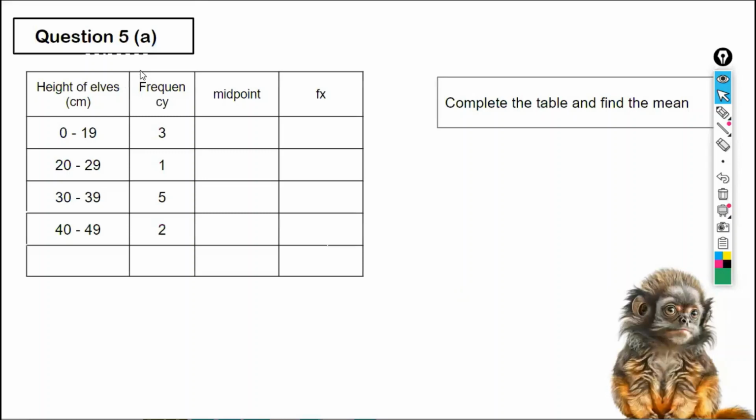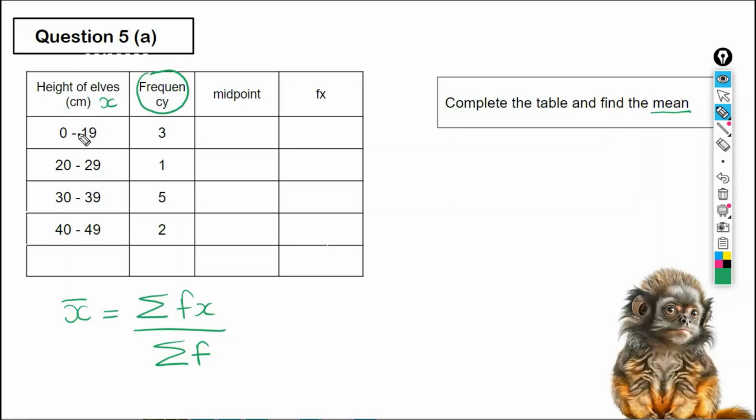Let's find, oh, they want us to find the mean on this one. The mean is a type of average. The formula that you have to use, and the symbol for mean is usually x with a little slash on top of it, is sigma fx divided by sigma f. F stands for your frequency, and whatever we are measuring, in this case the heights, will be your x value.